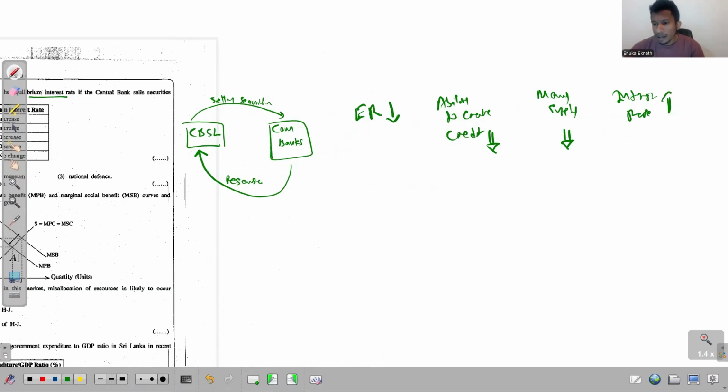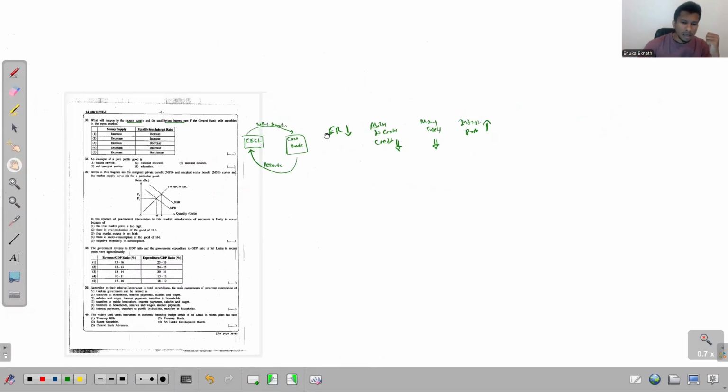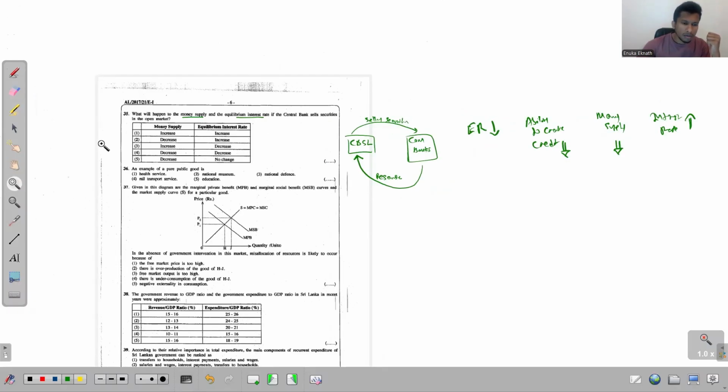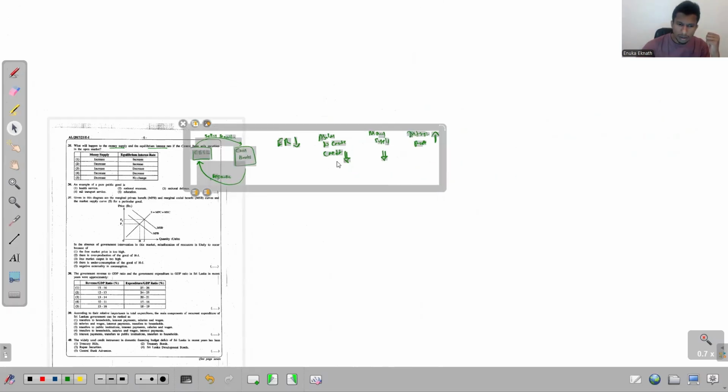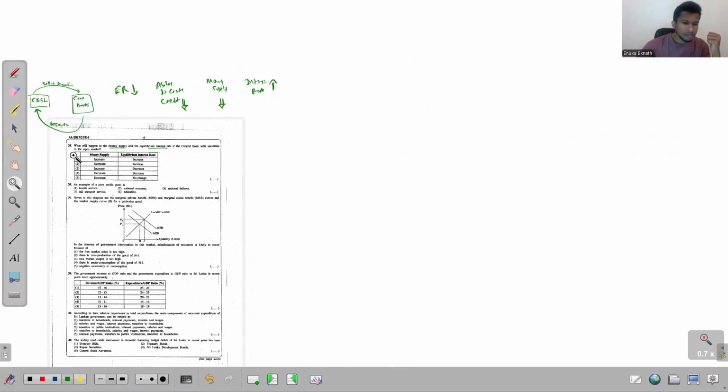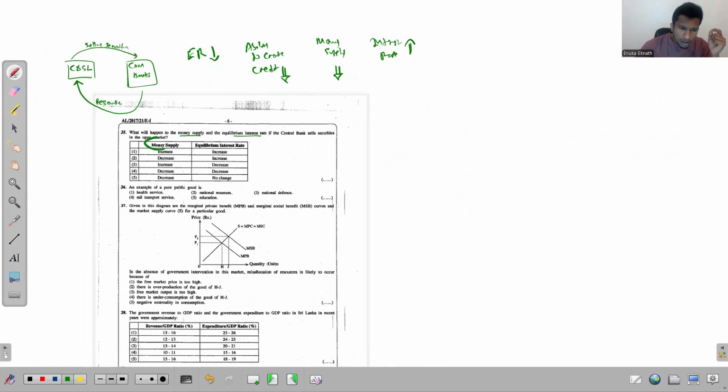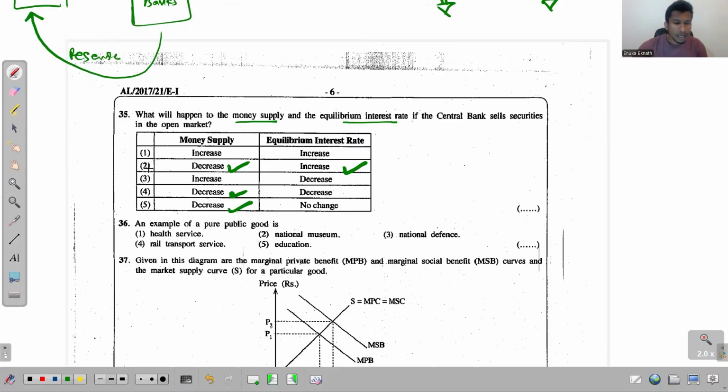will increase. Again, if you look at the impact on money supply, I'll take this one here. Now look at this one. The impact on money supply will see decrease, money supply decreases. So one of these becomes the answer. Then equilibrium interest rate. So what happens to interest rate in the market? That increases. So the answer for this question 35 is the second one.